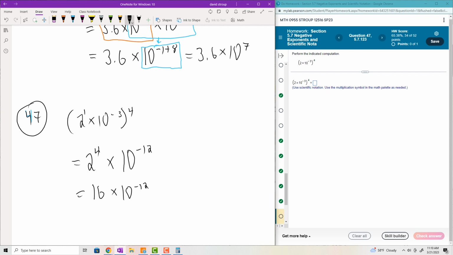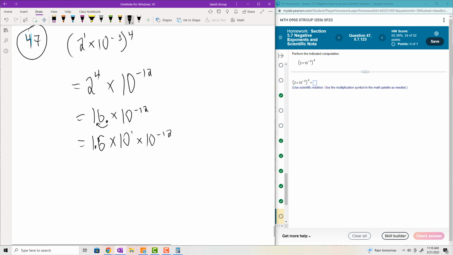And now your first decimal number there is bigger than 10. So you've got to convert it by moving the decimal over one place. So that will give you 1.6 times 10 to the first times 10 to the negative 12. And then you could combine the powers of 10 into 1.6 times 10 to the negative 11.